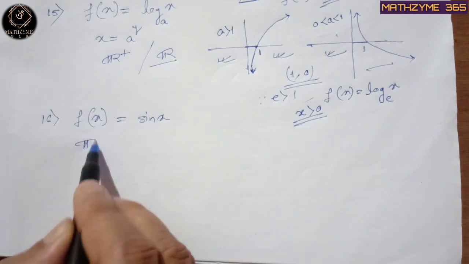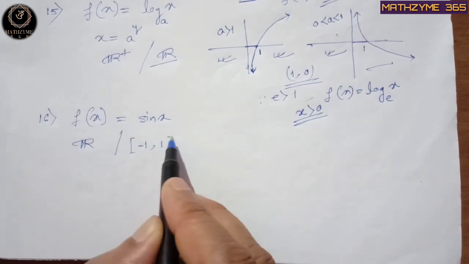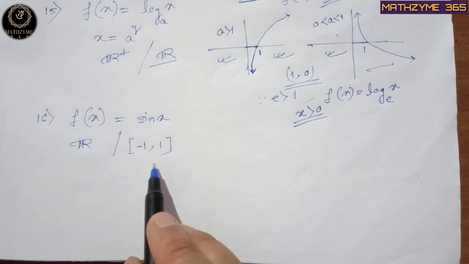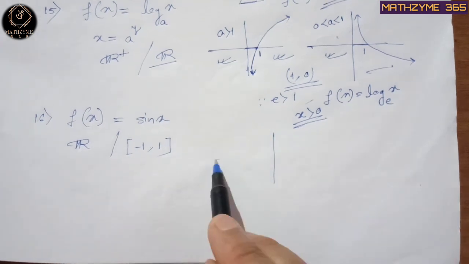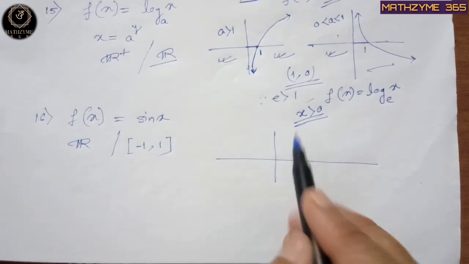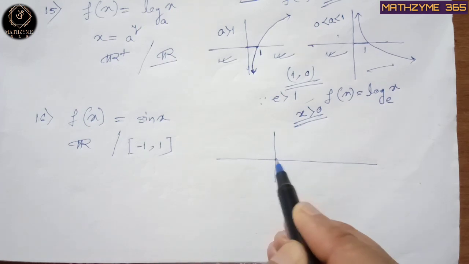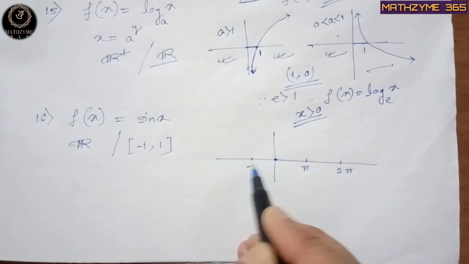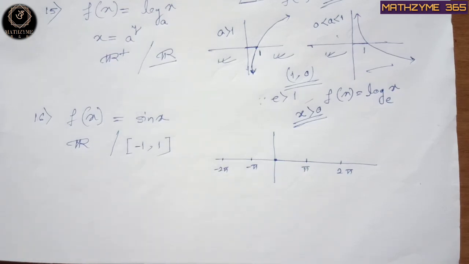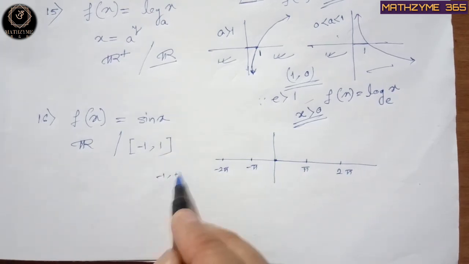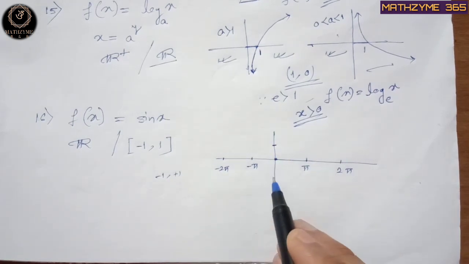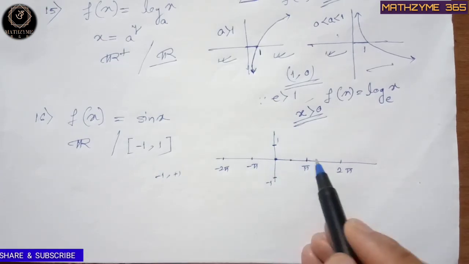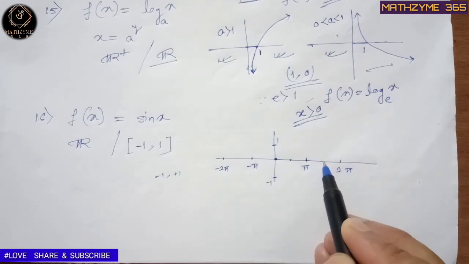f(x) equals sine x. Clearly, the domain is all R, but the range is the closed interval from minus 1 to 1. That is, we know that the value of sine is between minus 1 and 1. Here, the graph, we can draw it as: through the x axis, we put the value 0, and this is pi, this is 2 pi, this is minus pi, this is minus 2 pi, and y always takes minus 1 and plus 1. Therefore, this is 1 and this is minus 1. Now between 0 and pi, we have the middle point pi by 2. Between pi and 2 pi, we have the middle point 3 pi by 2.